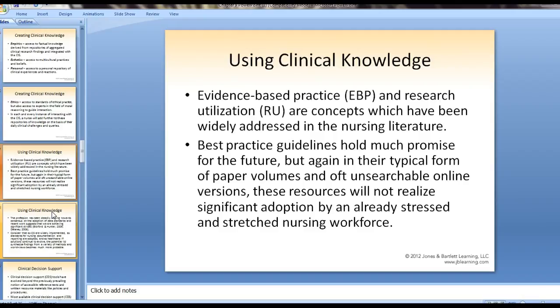Evidence-based practice and research utilization are concepts which have been widely addressed in the nursing literature. Best practice guidelines hold much promise for the future, but again, in their typical form of paper volumes and often unsearchable online versions, resources will not realize significant adoption by an already stressed and stretched nursing resource.